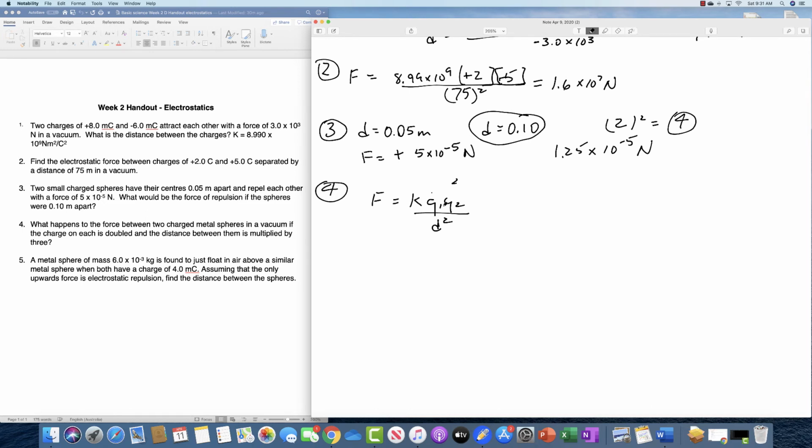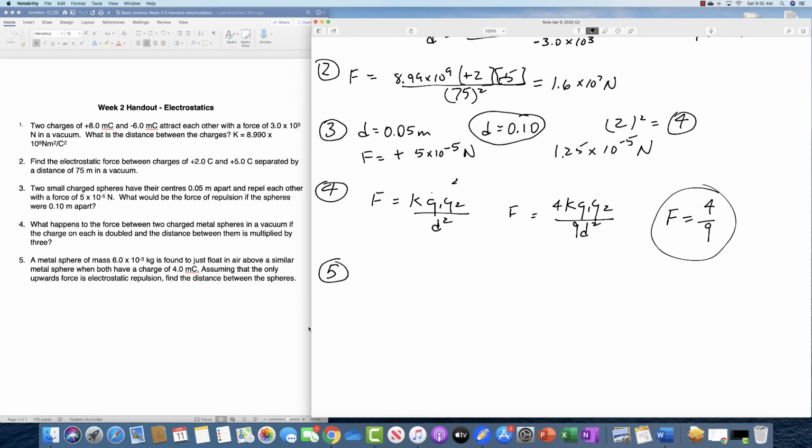So on the top, it's going to be equivalent to 4 times the original charge product. At the same time, you're going to change the distance by 3 times, which is squared, so it's going to be 9 times the original. 3 squared is 9. And so the change in force is going to be 4 ninths.